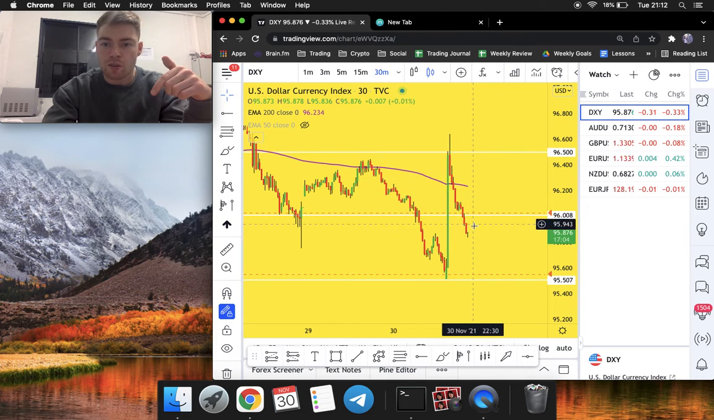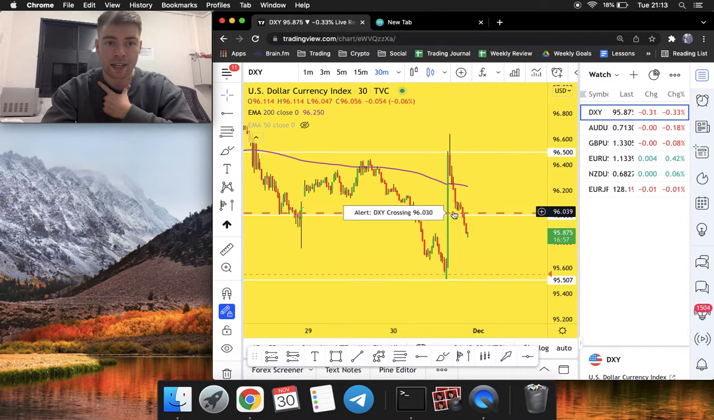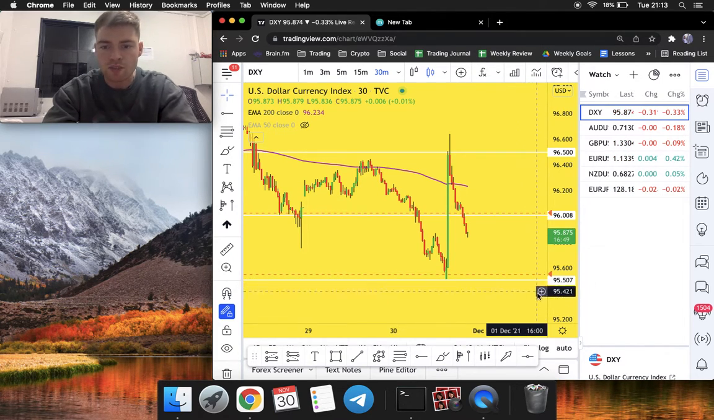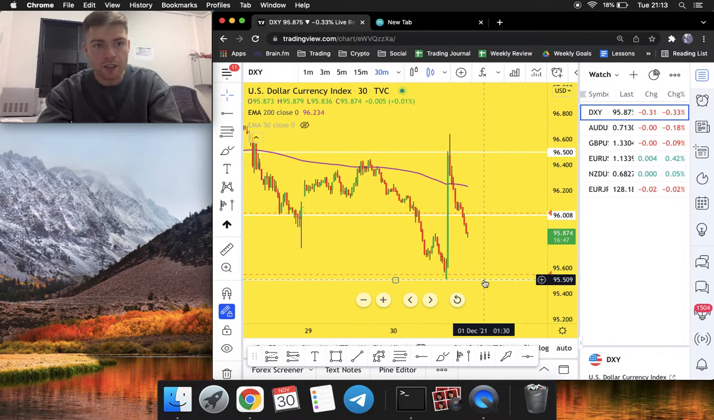You can see price is currently pushing to the downside, or the past few hours it's been pushing to the downside on the dollar index. And if price continues to push down, then it will likely come to the next key level, which is 95.5, 95,500. So the reason for this is because this is how price moves.